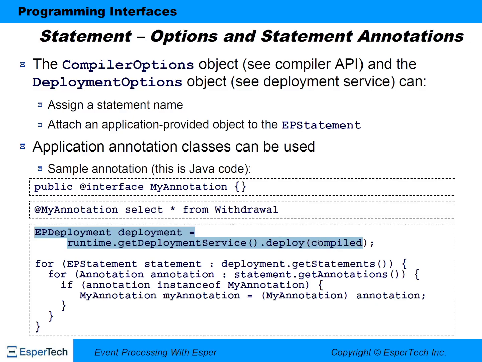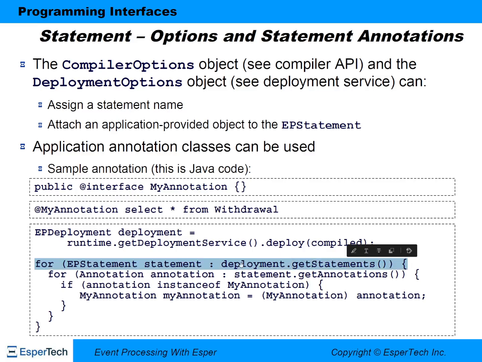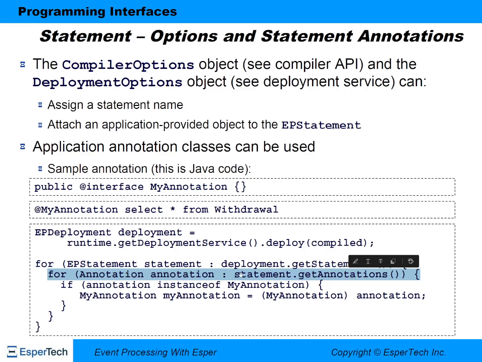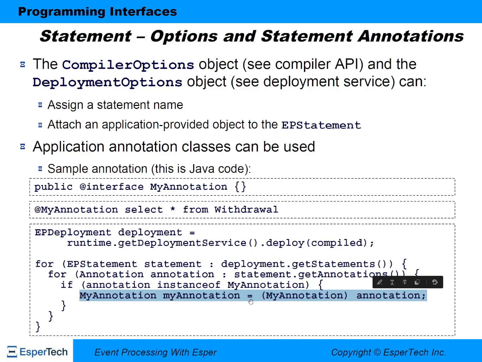The code below deploys and loops through all deployed statements and their annotations. EPDeployment equals runtime.getDeploymentService.deploy(compiled). For EPStatement statement: deployment.getStatements. For Annotation annotation: statement.getAnnotations. If annotation instanceof MyAnnotation, equals (MyAnnotation).